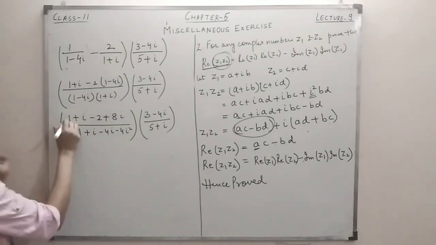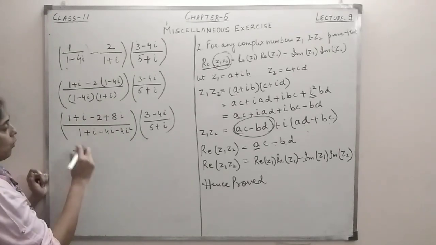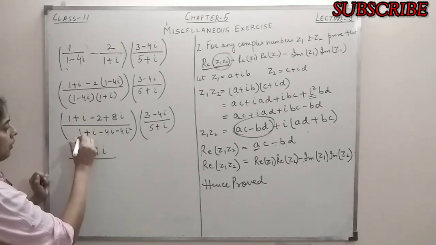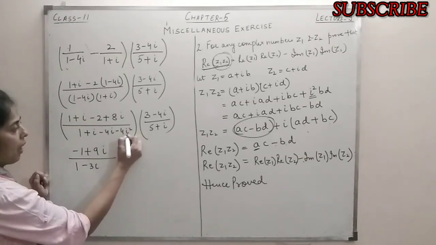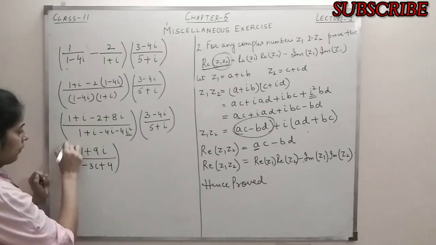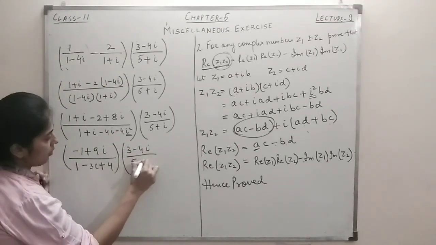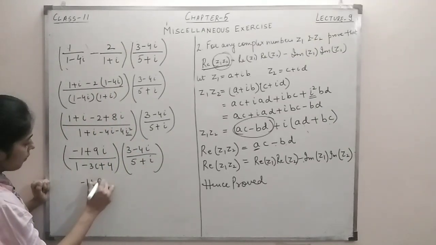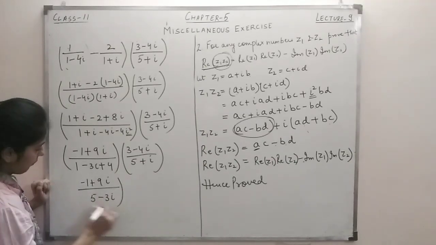It's right. So 1 minus 2 is what? Minus 1. i plus 8i, that is plus 9i upon. This we can write as 1 minus 3i. i square is minus 1. It means that is plus 4. This as it is. Because first we simplify the first bracket, that is minus 1 plus 9i upon 5 minus 3i.